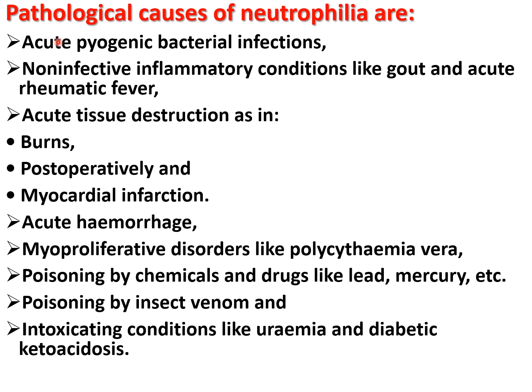Then there are certain pathological conditions in which the neutrophil counts are increased, like acute pyogenic bacterial infections, non-infective inflammatory conditions like gout and acute rheumatic fever, acute tissue destruction as in burns, postoperatively, and myocardial infarction. Then in acute hemorrhage, myeloproliferative disorders like polycythemia vera, and poisoning by chemicals and drugs like lead and mercury, then poisoning by insect venom, and intoxicating conditions like uremia and diabetic ketoacidosis.